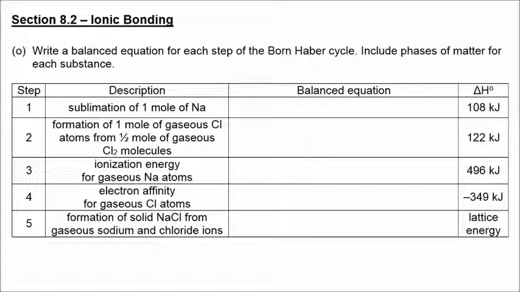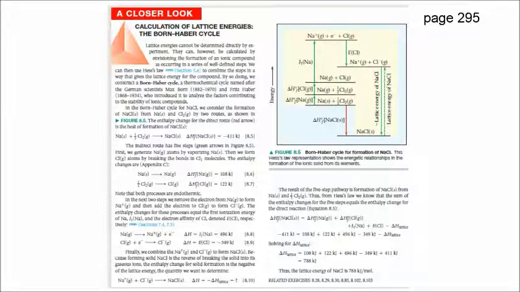So now we're going to talk about what's called the Born-Haber cycle. And this has to do with several different steps to produce a crystal. You can see it in a closer look on page 295, calculation of lattice energies, the Born-Haber cycle.